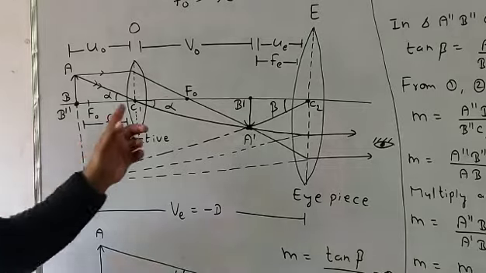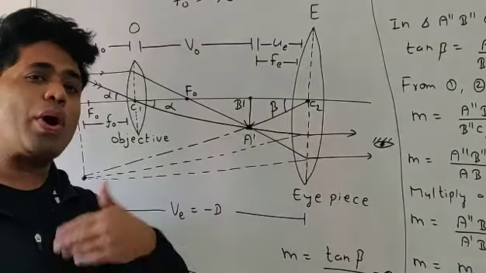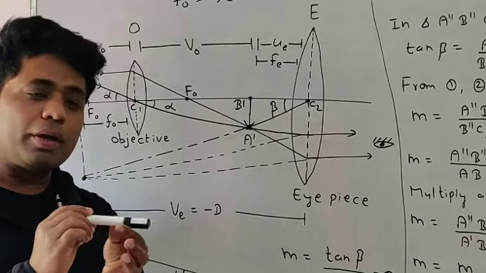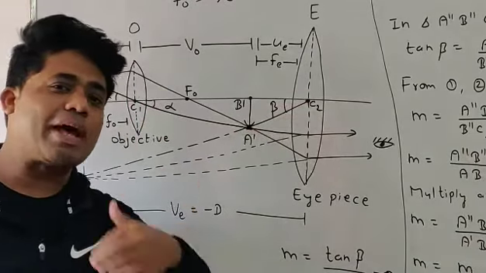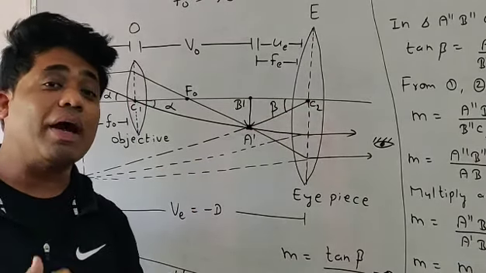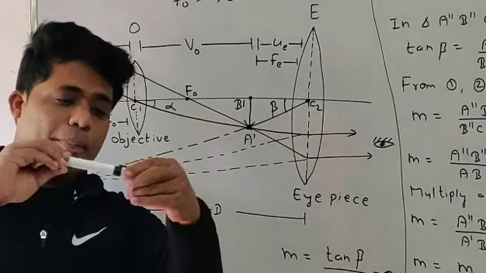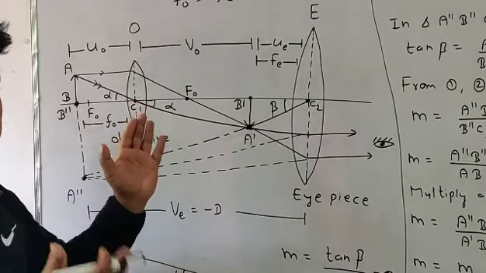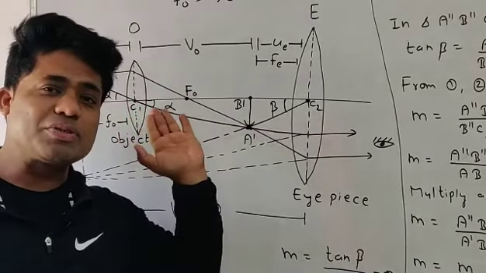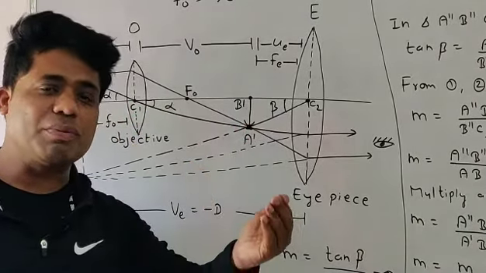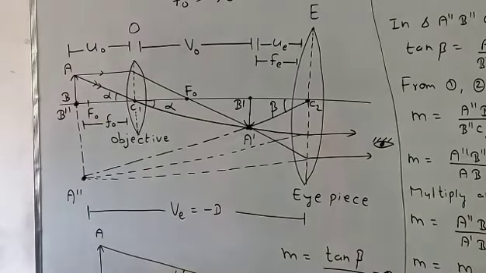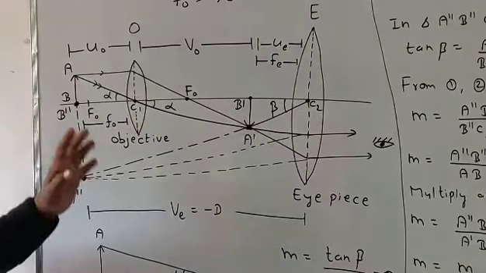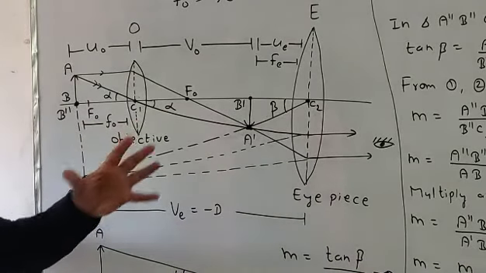Now students, both the lenses are held coaxially at the two ends of a metallic tube. The distance between the lenses can be adjusted by a rack and pinion arrangement. It means by a rotating system we can adjust the distance between the lenses, minimum and maximum. That is said to be the rack and pinion arrangement. So that is the basic construction of a compound microscope.